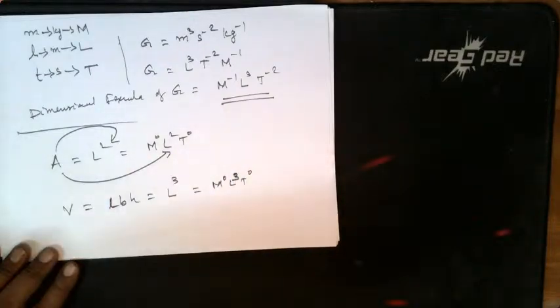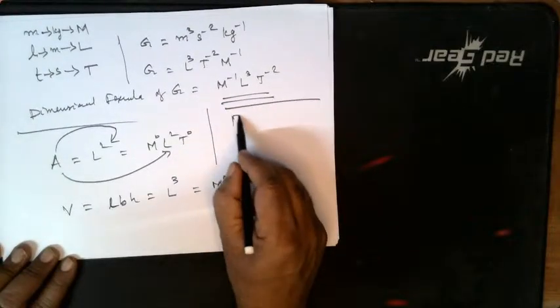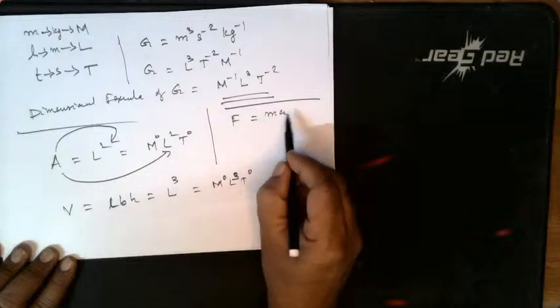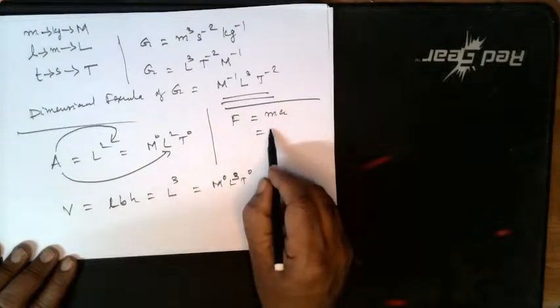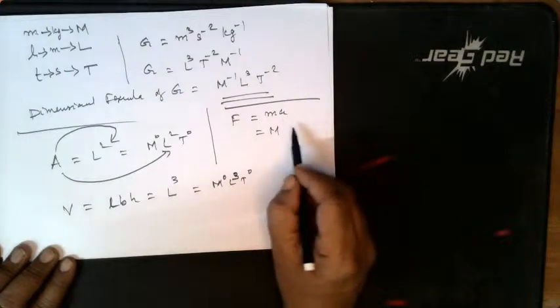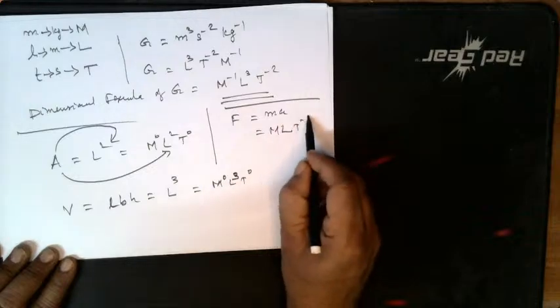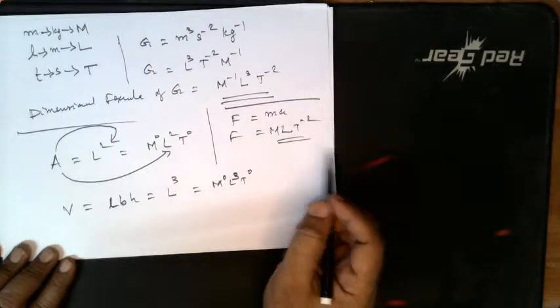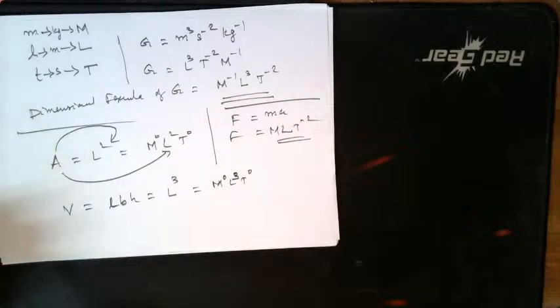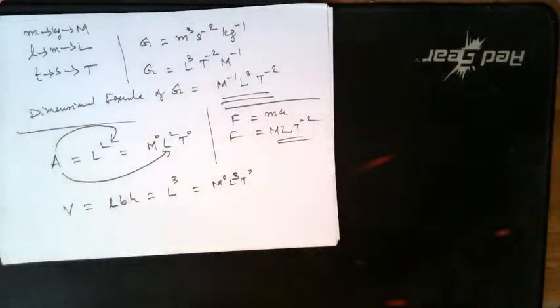Got this point? What is the dimensional formula of force? F is equal to MA. M is mass, and A is acceleration. Acceleration is meter per second squared. Meter is length, second squared is T power minus 2. So the dimensional formula of force is M L T power minus 2. We will discuss the uses of this dimension formula in plus one. You can verify whether your formula is correct or not. Shall we verify? We can verify.